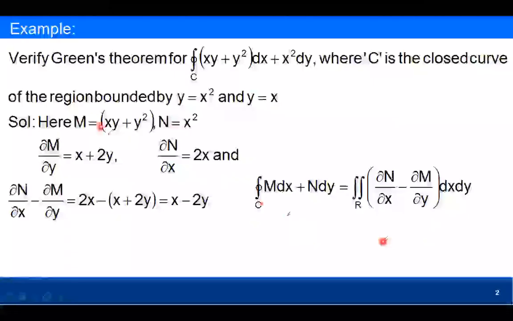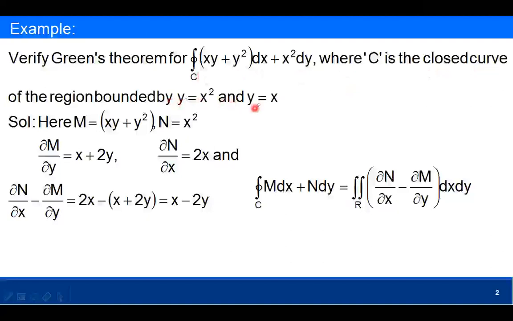Verify Green's theorem for the integral of (xy + y²) dx + x² dy over the closed curve C, where C is the closed curve of the region bounded by y = x² and y = x.